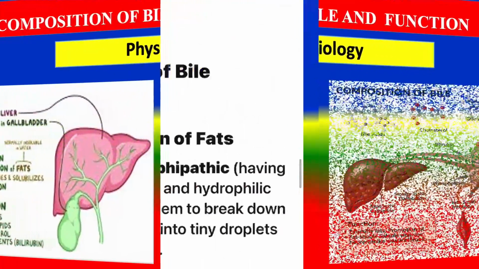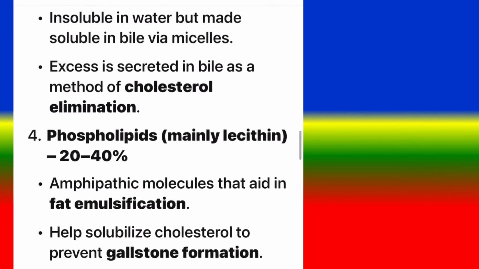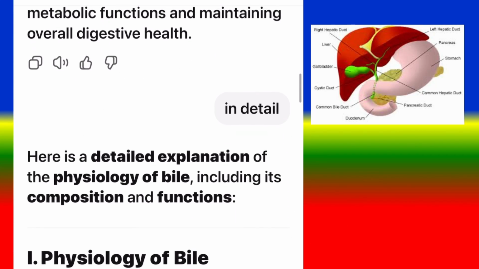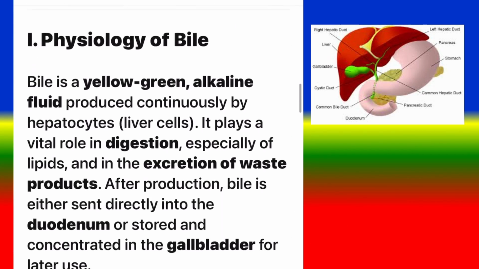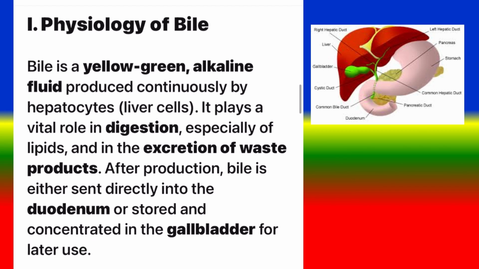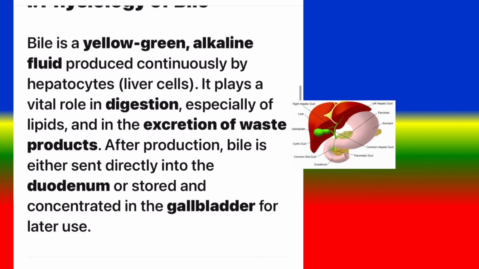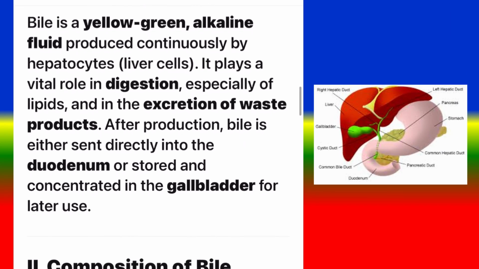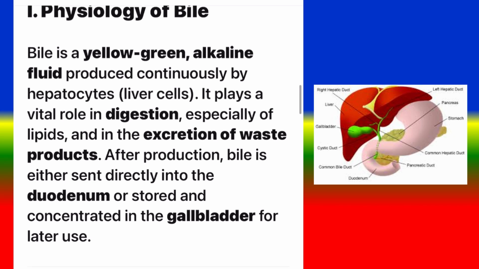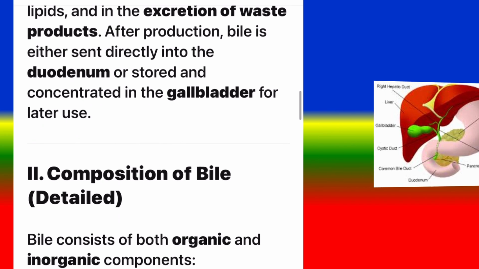Here is a detailed explanation of the physiology of bile, including its composition and functions. Physiology of bile. Bile is a yellow-green, alkaline fluid produced continuously by hepatocytes, liver cells. It plays a vital role in digestion, especially of lipids, and in the excretion of waste products. After production, bile is either sent directly into the duodenum or stored and concentrated in the gallbladder for later use.